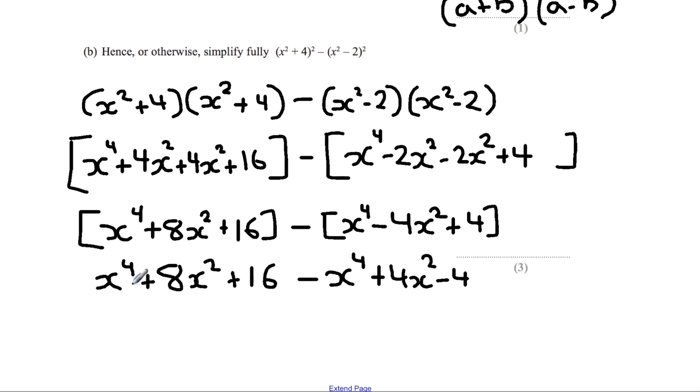I'm then going to simplify it further. So x raised to the power of 4 minus x raised to the power of 4 is 0. 8x squared plus 4x squared is 12x squared. 16 minus 4 is 12. So that's our final answer.